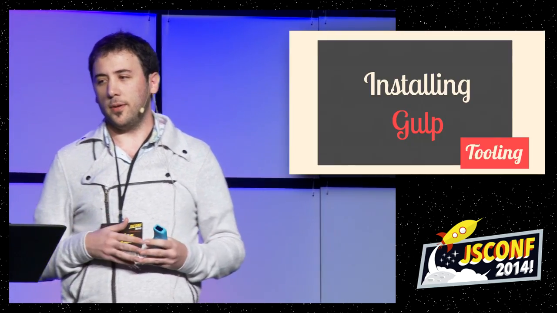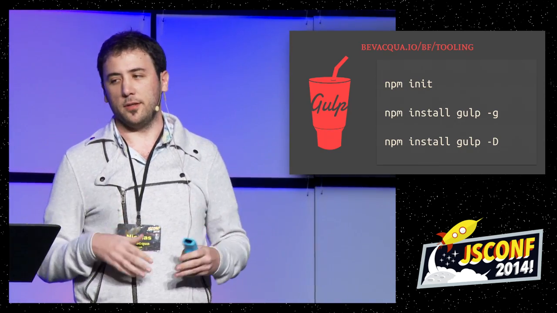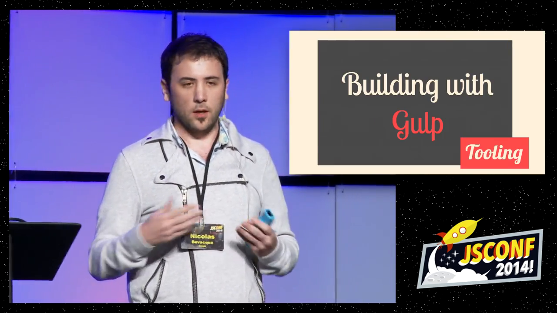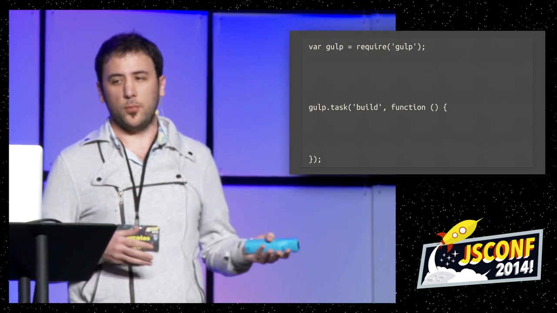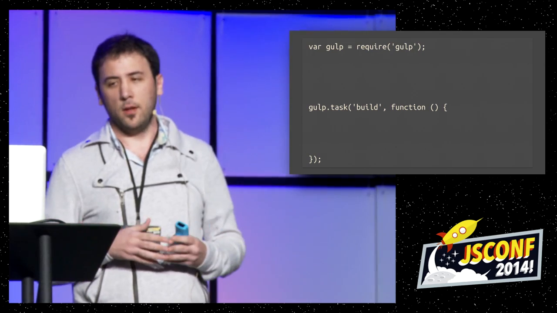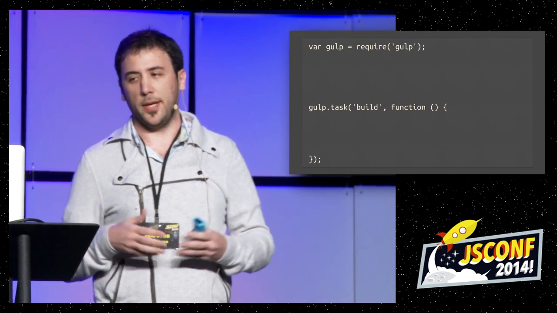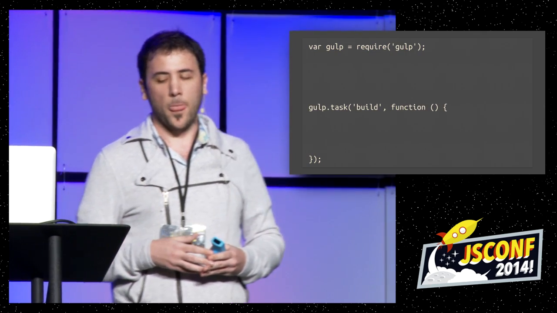To install Gulp, it's pretty much the same as with Grunt. You just need the package.json, Gulp locally and globally, and that's it. And here I'll show you how to build something with Gulp. In Gulp, you create a Gulpfile, and rather than expose an API, you require the API Gulp exposes.